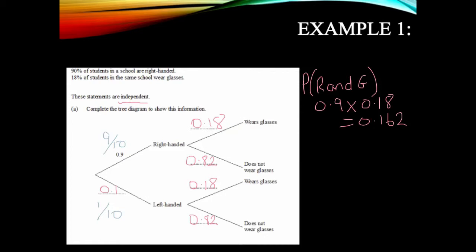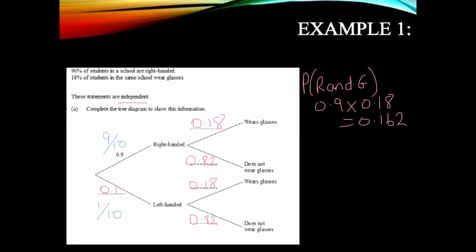Now if you get an answer as you've gone down these branches that's bigger than 1, you've made a mistake. Okay, so we know that probabilities have to be between 0 and 1. So if you've got an answer bigger than 1, just check to see what's happened there. Okay, let's keep going. I'm interested to carry on doing this.